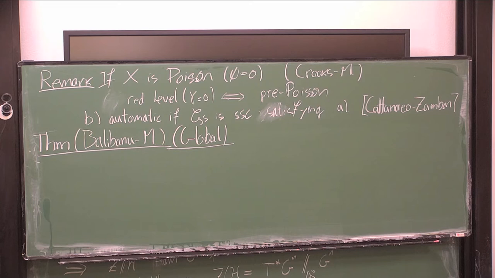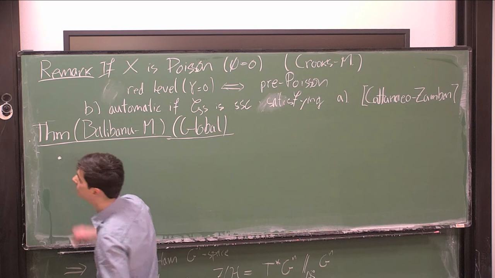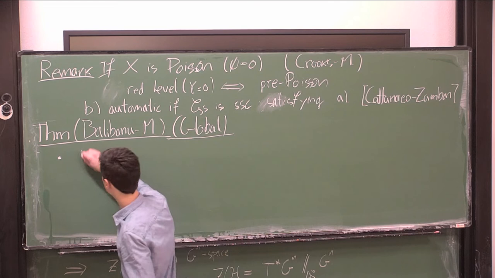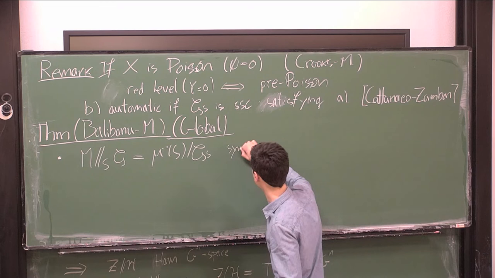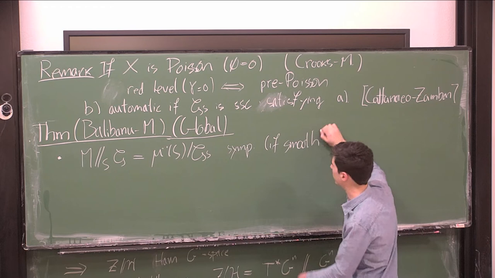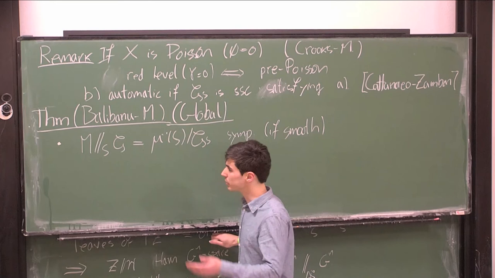So that's the global version. In the global version, well, first of all, if you assume that you have all the setups, so M is a Hamiltonian G-space, you have a reduction level, then as you would expect, this notion of reduction by S, you take the preimage of S under the moment map, modded by the stabilizer, and this is symplectic, if smooth, or more precisely, if this is a clean intersection and the quotient has a structure such that the map is a submersion.